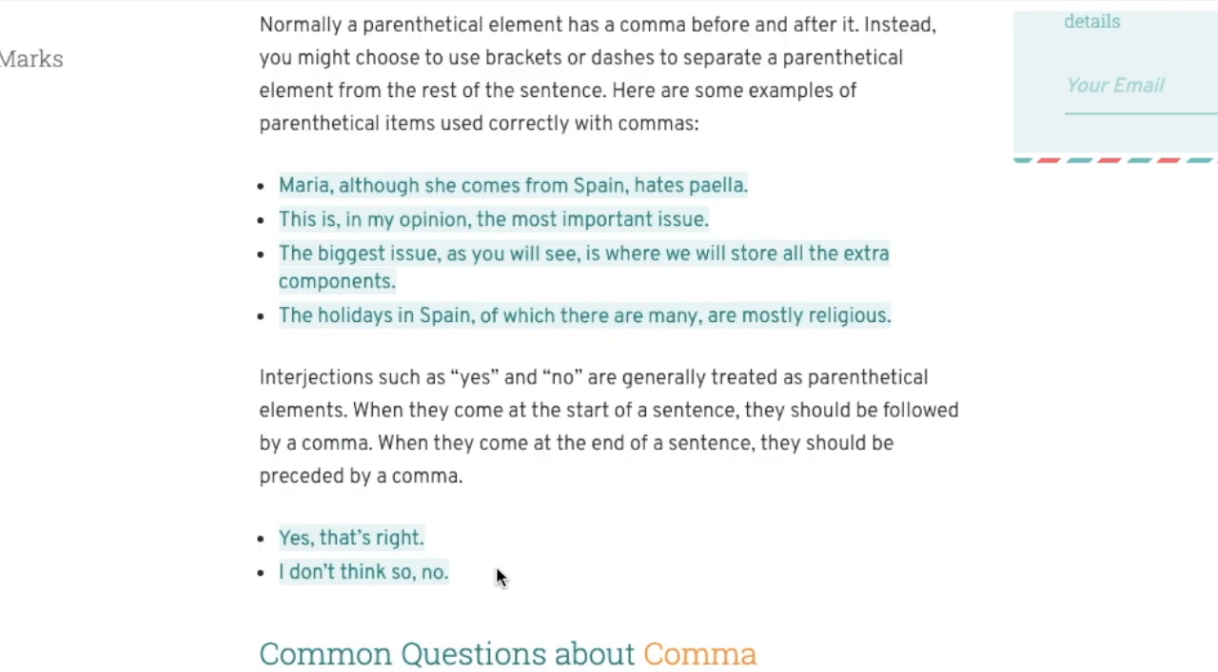And the added bit is as you will see, but you can take that out. The holidays in Spain, comma, of which there are many, comma, are mostly religious. So yeah, the holidays in Spain, I suppose they mean bank holidays, days off, comma, of which there are many, comma, are mostly religious. So again, you can lift that out.